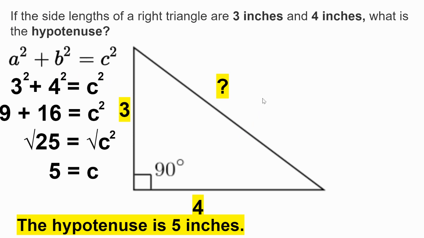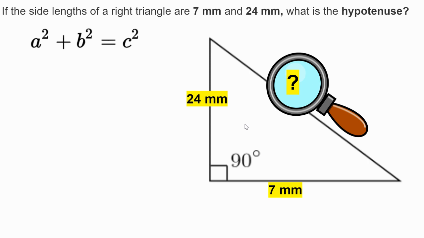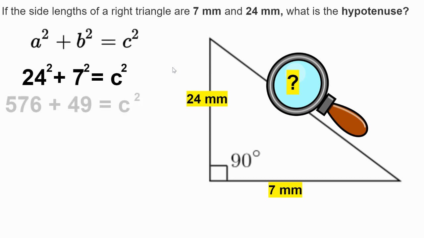Next step. All right, so if the side lengths of a right triangle are 7 millimeters and 24 millimeters, what is the hypotenuse? So once again, longest side, we know this number is going to be bigger than 7 and 24 because the hypotenuse has to be the biggest number. So we're going to use our formula, plug in those numbers. We can plug in 24 and 7, or you could have done 7 and 24. A and B can be intermixed. But 24 squared plus 7 squared equals c squared.